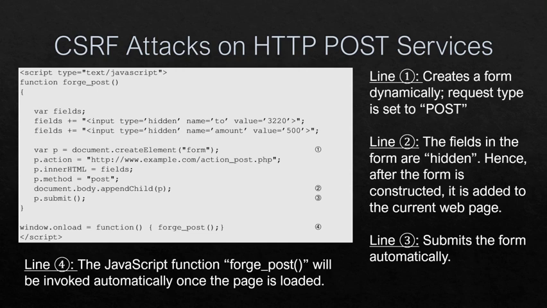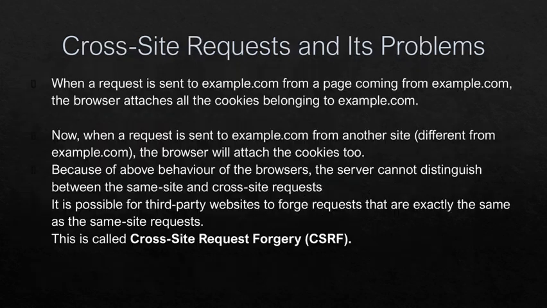We can see from these lines of code in the screenshots, numbered 1 to 4, that the first line creates a form dynamically, with the request type set to POST. On the second line, with document.body, the fields in the form are hidden. After the form is constructed, it is added to the current web page. Then the submit call submits the form automatically. Finally, the window.onload function means that this JavaScript function, forge_post, will be invoked automatically once the page is loaded.